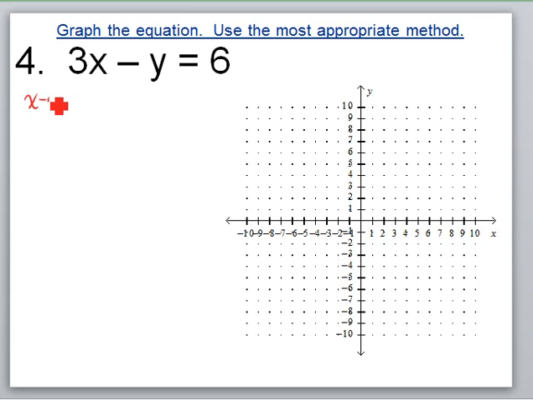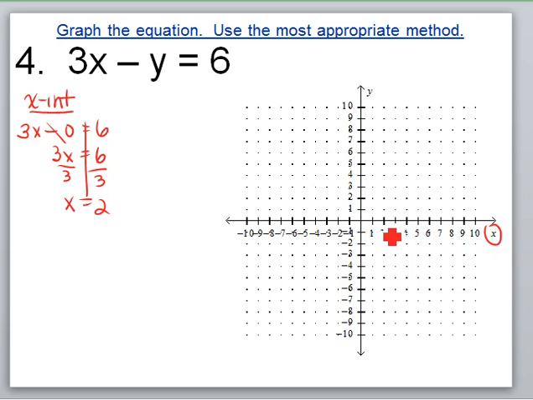The x-intercept, again, is where it crosses the x-axis. Remember, that's (1, 0), (2, 0), (3, 0), (4, 0). Y is always 0. So we're going to keep the x part and put 0 in for the y part. So that means that we'll get 3x equals 6 and divide by 3 on both sides, and we get x is 2. Find the x-axis and put 2 on the x-axis.